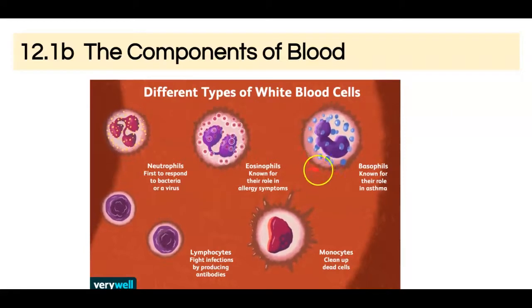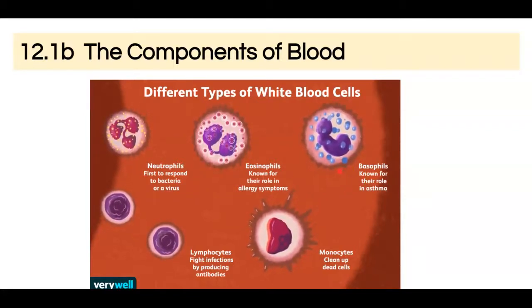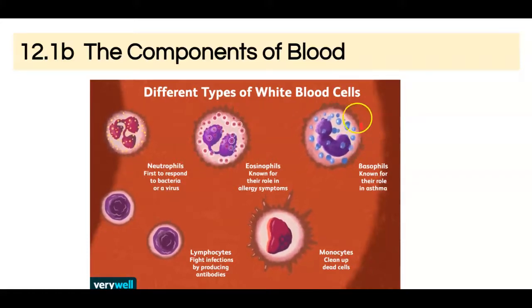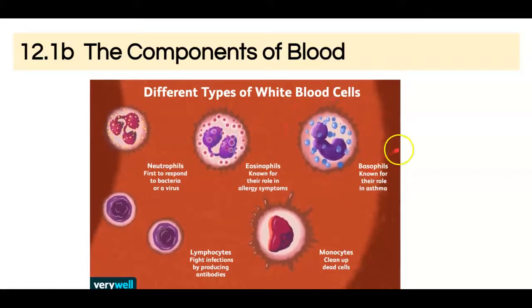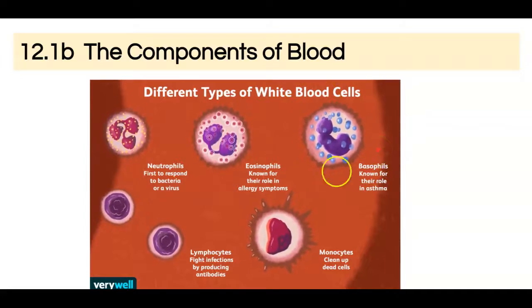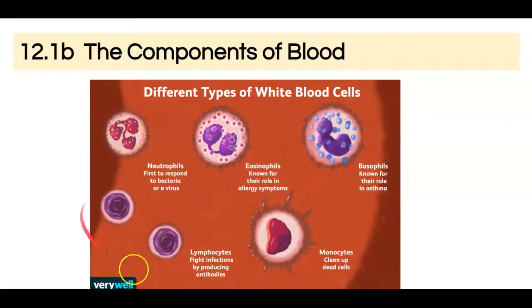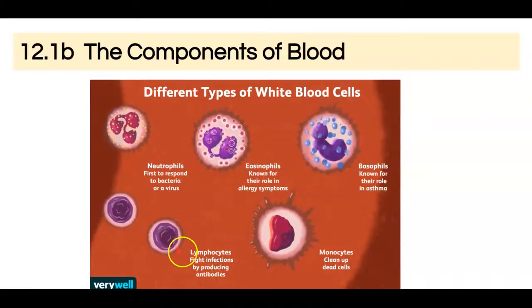Now, next also are the basophils. Basophils are interesting because they secrete some material out of their cell, and what that does is it kind of sends a signal to the phagocytes, and phagocytes are cells that basically just engulf other things and destroy them. So the basophils are known for secreting material that will actually just kind of do that, which is kind of cool. So lymphocytes are going to fight infections by producing antibodies.